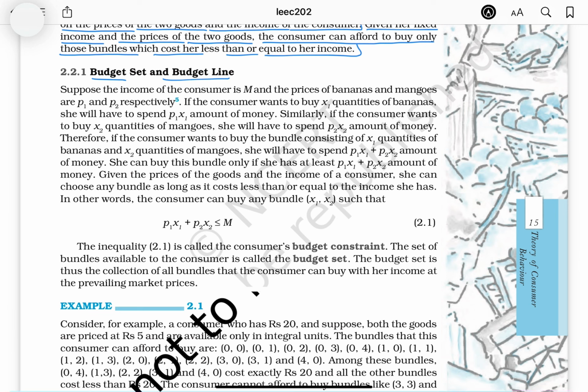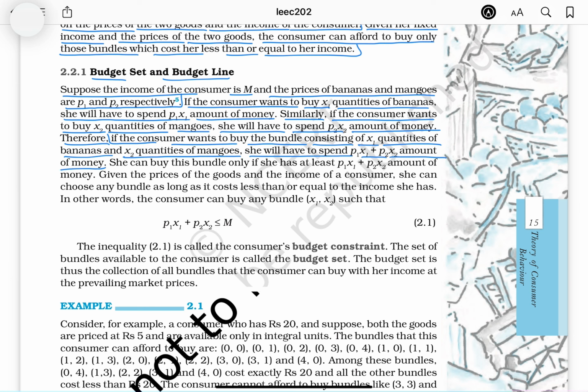Budget set and budget line. Suppose the income of the consumer is M and the prices of bananas and mangoes are P1 and P2 respectively. If the consumer wants to buy X1 quantities of bananas, she will have to spend P1 X1 amount of money. Similarly, if the consumer wants to buy X2 quantities of mangoes, she will have to spend P2 X2 amount of money. Therefore, if the consumer wants to buy the bundle consisting of X1 quantities of bananas and X2 quantities of mangoes, she will have to spend P1 X1 plus P2 X2 amount of money. She can buy this bundle only if she has at least P1 X1 plus P2 X2 amount of money.